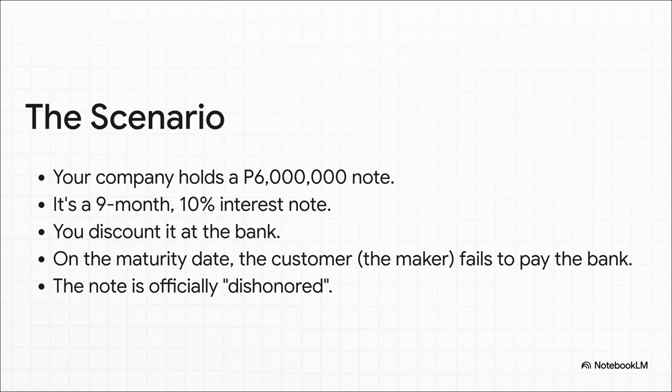So here's the setup. Your company is holding a 6 million peso note. It's a 9-month note with 10% interest. Simple enough. You go ahead and discount it at the bank. But then, on the due date, your customer flakes. They don't pay the bank. And just like that, the note is officially dishonored. These are the key pieces of the puzzle we've got to solve.